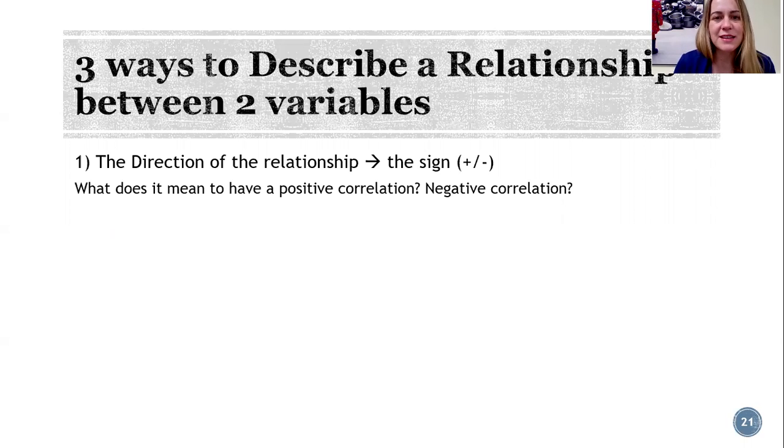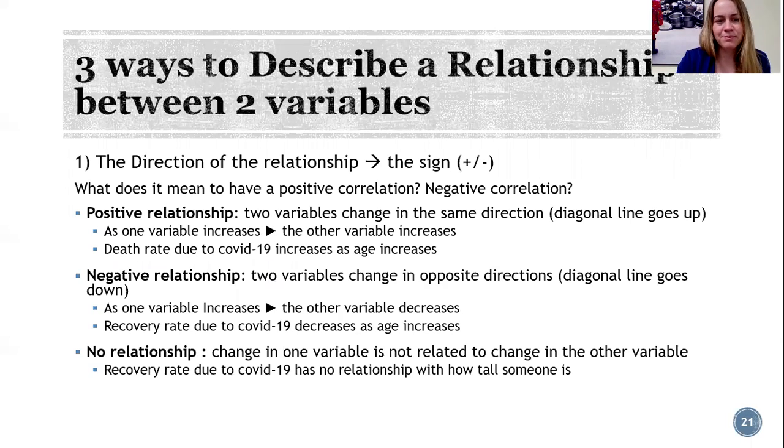And you probably have learned this in other classes. Maybe this goes back to your high school days. This is about whether the correlation is positive or negative, or maybe there's no relationship. So what does it mean to have a positive correlation? What does it mean to have a negative correlation?